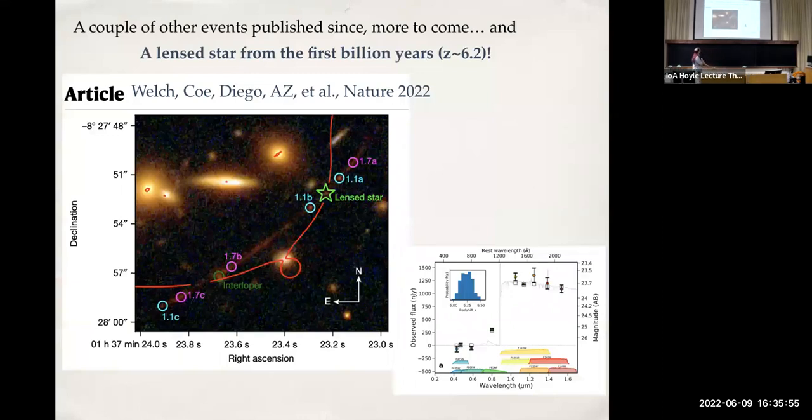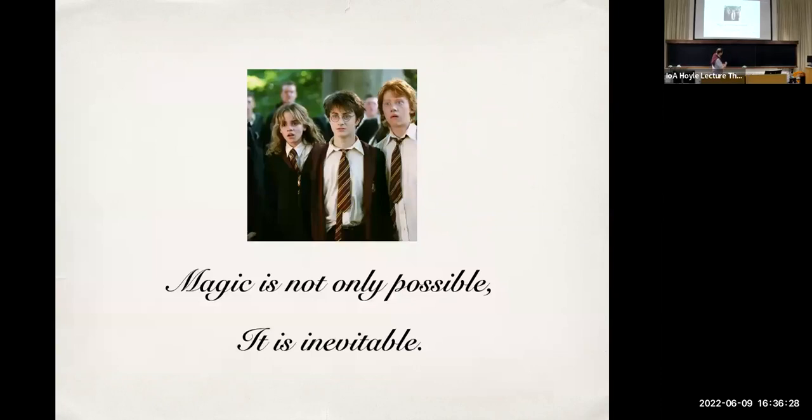And so we found a few more, and the most notorious one, maybe you've heard about it, was in the news a few weeks ago, led by Brian Welch and then Co. And some of us, is a star at redshift 6.2. So now we see a single star, not only halfway through the universe, we see a single star from the first billion years of the universe. Okay, so this is the star. The caustic passes right through the star. The arc in which it lies is at a redshift 6.2, and we do hope that this is indeed the case. So to conclude this part, magic is not only possible, it is inevitable. Questions so far?